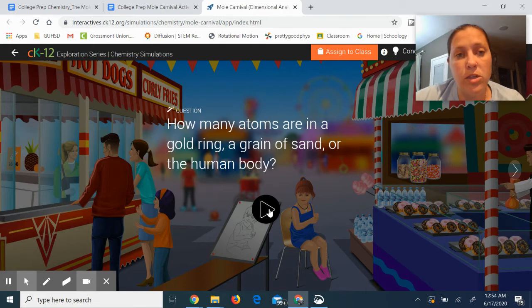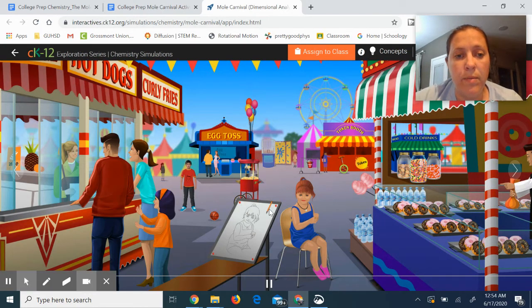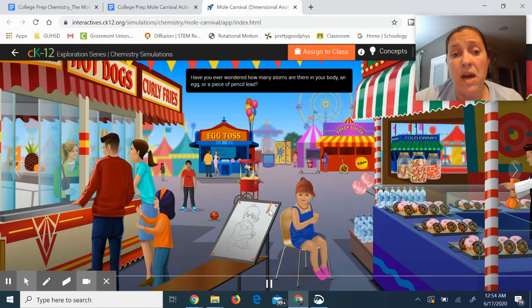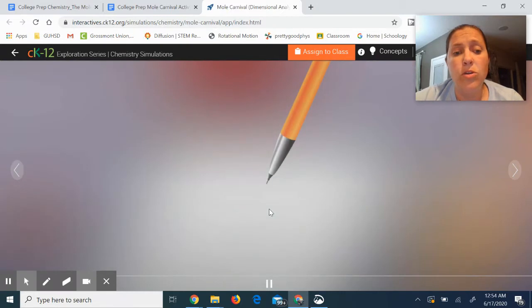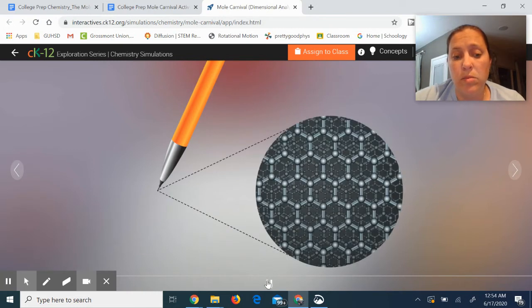The first thing that you're going to do is click on the play button. When you click on the play button, the interactive is going to ask you a series of questions and walk you through some information. It's going to zoom in here on this really tiny piece of lead, and it's going to ask you questions about the piece of lead.